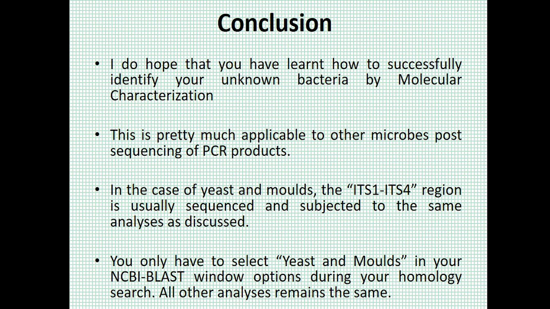One thing that is very different for yeast and molds is that in your NCBI BLAST homology search, you make sure that you select the yeast and mold genome for your comparison, because you cannot be comparing the yeast and mold genome to a bacterial 16S rRNA. So you select the yeast and mold genome ITS1 to ITS4 in the options given to you. Then you follow all the other analysis methods that we've done for the phylogenetic analysis and the sequence alignment, and you should be fine.